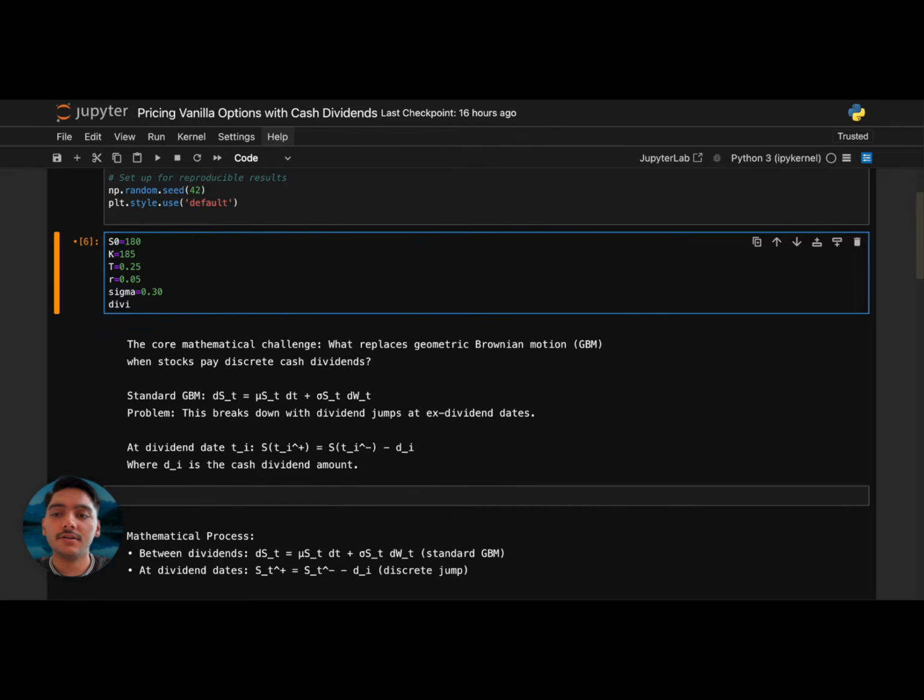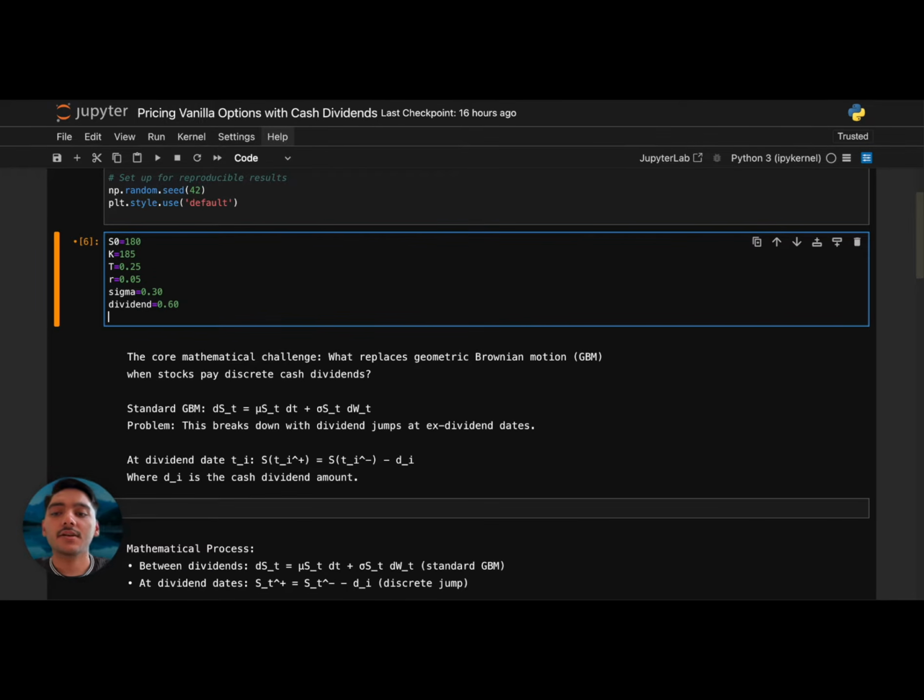And the dividend, a quarterly dividend gives a 1.3% yield, so let's give it 0.60. And we expect the dividend in 1 month, so the dividend time is equal to 0.03.